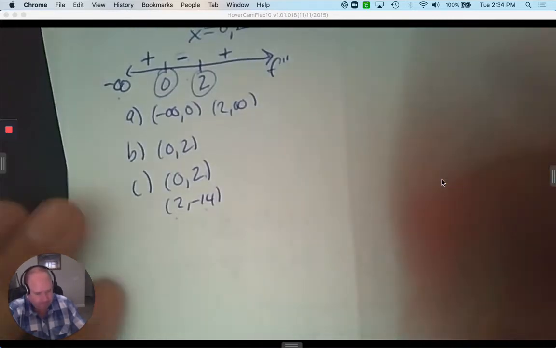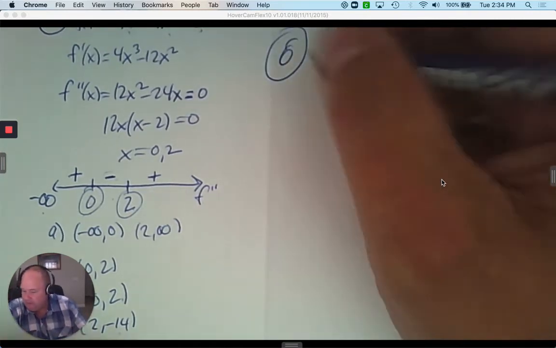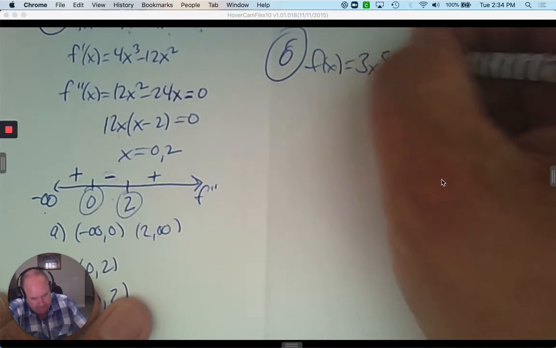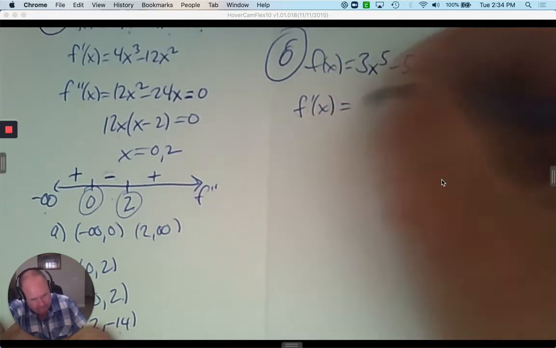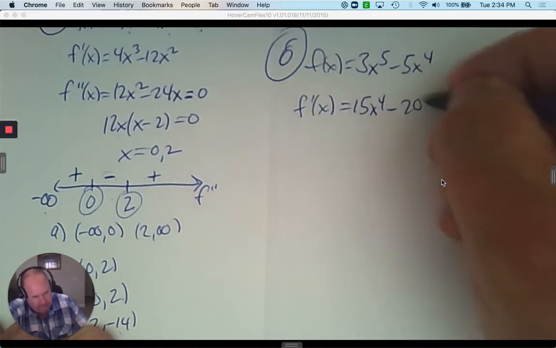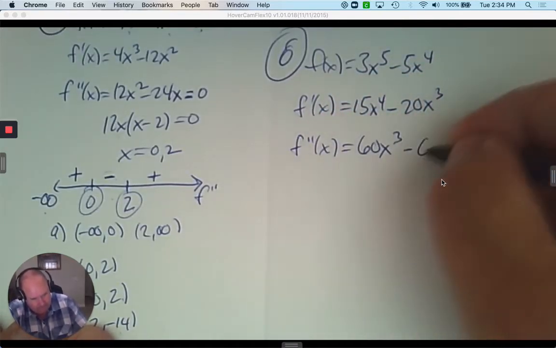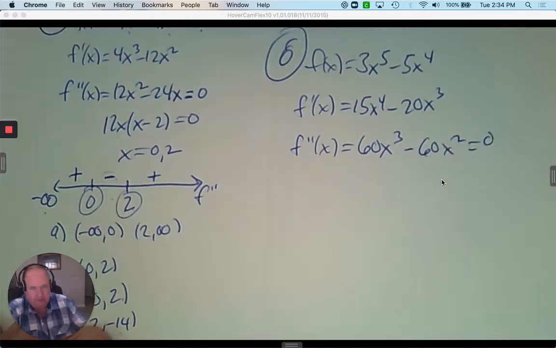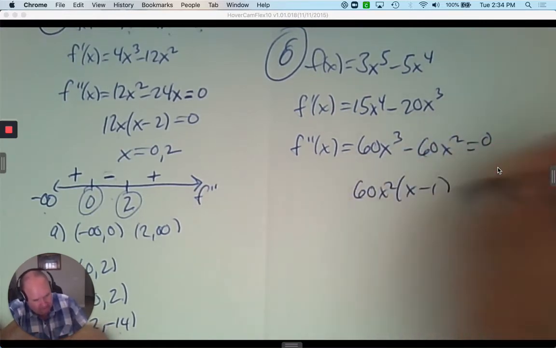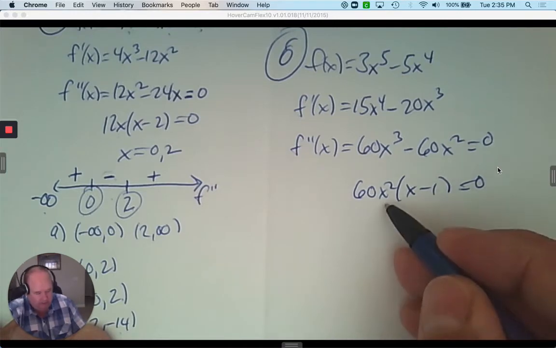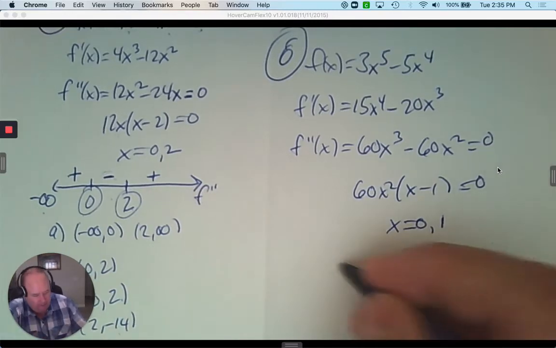Number 6. So for number 6, the function is 3x to the 5th, subtract 5x to the 4th. I need the first derivative. I need the second derivative. And then I make it equal to 0. There's nothing that makes it undefined to worry about. So I'm going to factor out a 60x squared and be left with x minus 1. When you solve it, 60x squared equal to 0, that just gives you the answer 0. So 0 is an answer. And positive 1, draw a number line for that.